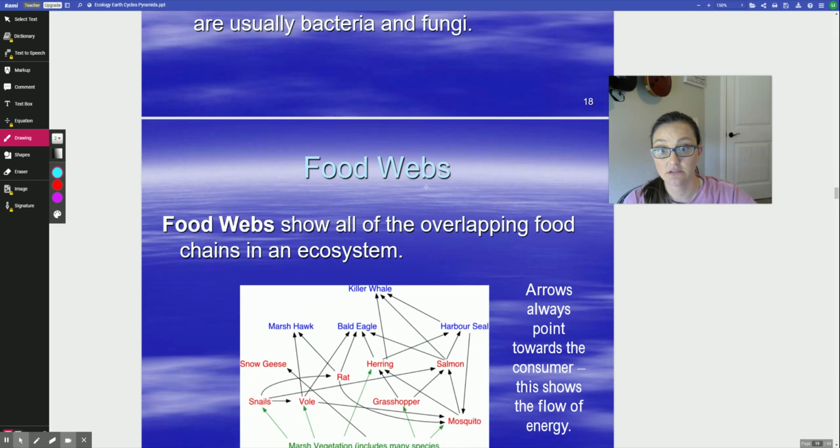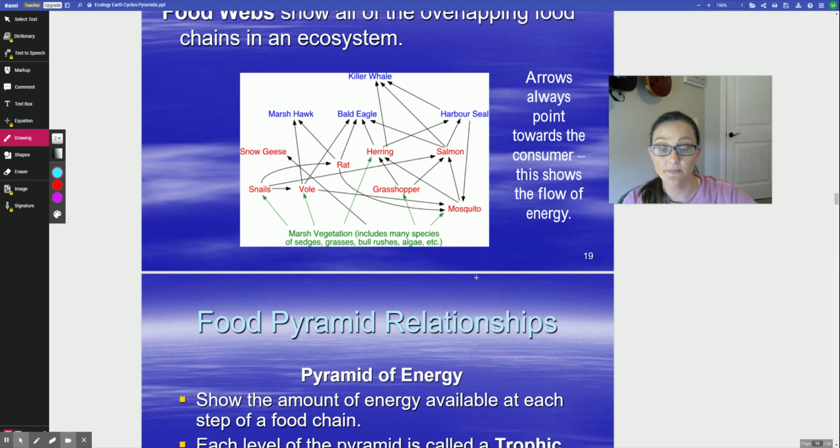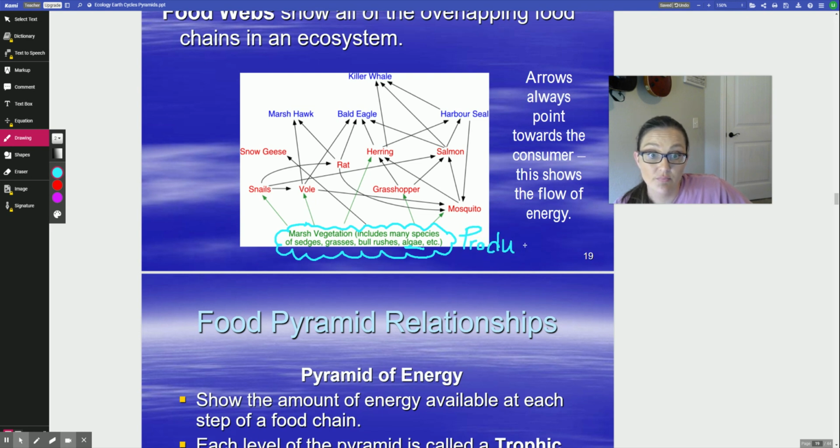Let's see if I got a picture. Here we go. Okay, so down here, marsh vegetation. We've got some, yeah, look, algae. Okay, so here we go. I'm making it pretty. That would be your producers. All these right here are producers because they are producing. Producers. Yeah, because they're producing their own energy. They don't need you.